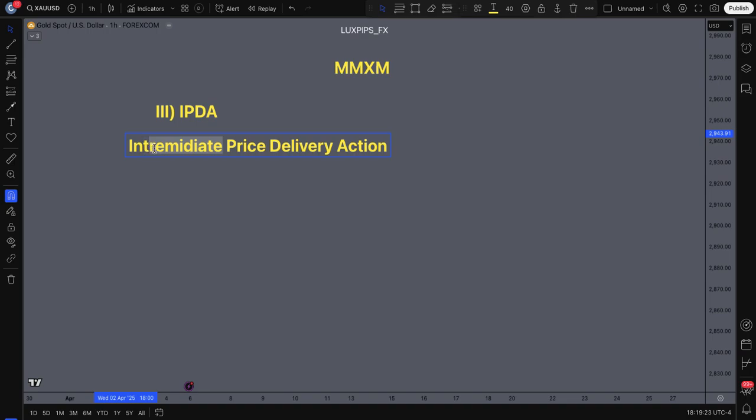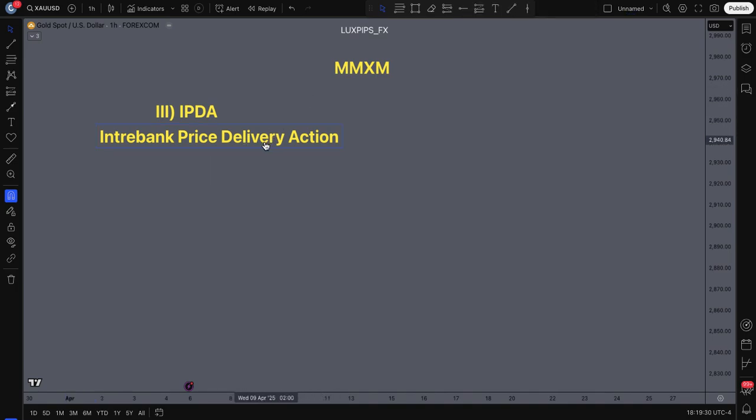Or it can also mean interbank price delivery action. It just basically means how price moves in the markets. Price has phases.